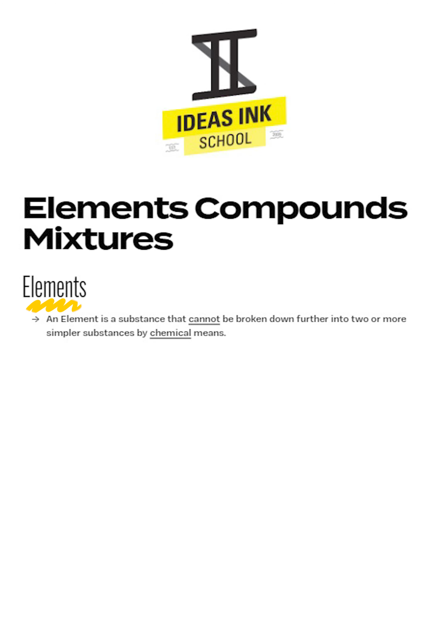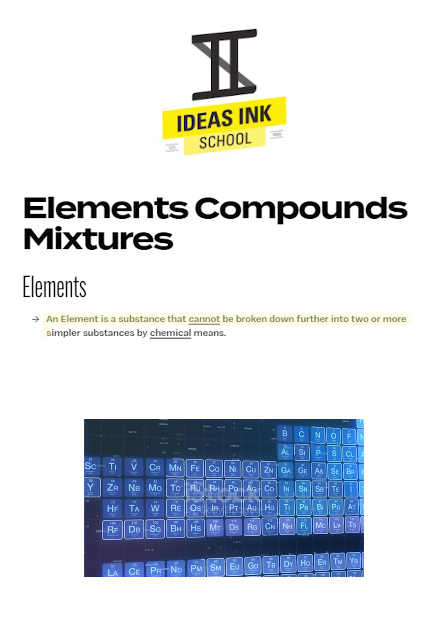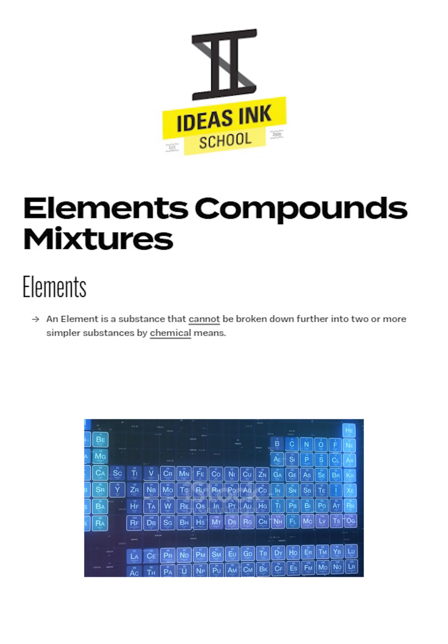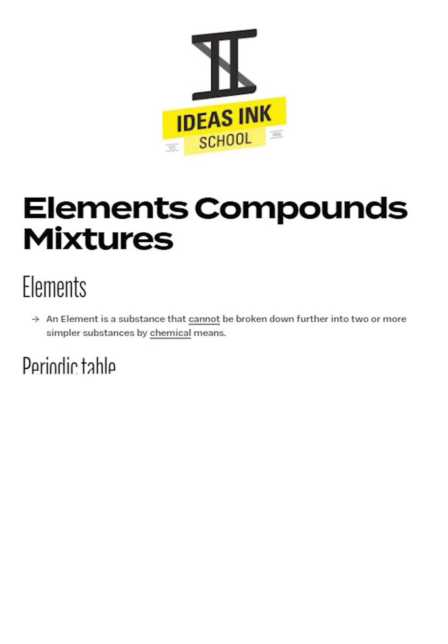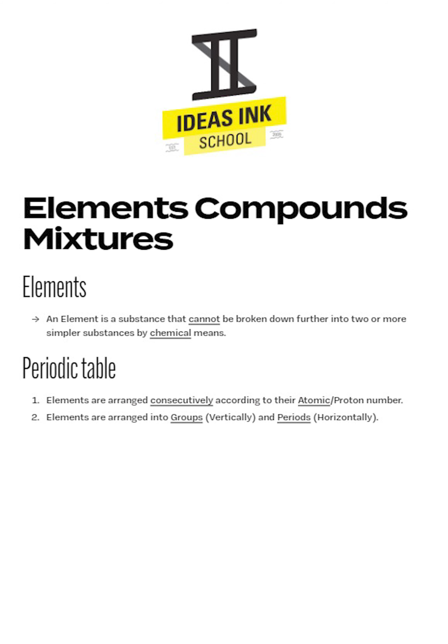Let's start with elements. An element is a substance that cannot be broken down further into two or more simpler substances by chemical means. All elements are arranged in a periodic table, and they are arranged consecutively according to their atomic number. This atomic number represents the total amount of protons found in the nucleus of the atom. Elements are also organized in vertical columns known as groups and horizontal rows known as periods.